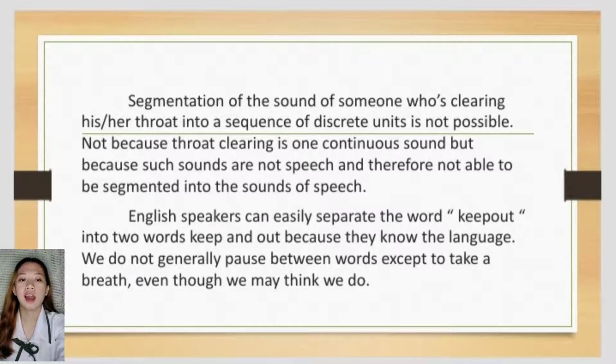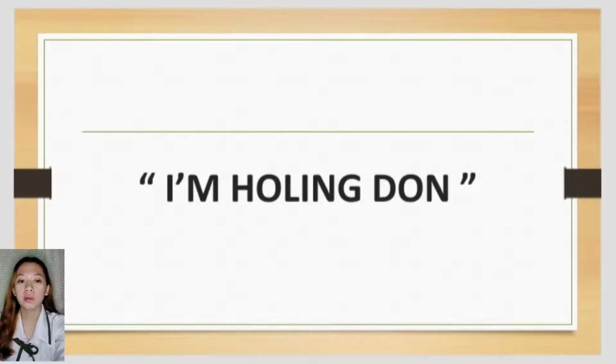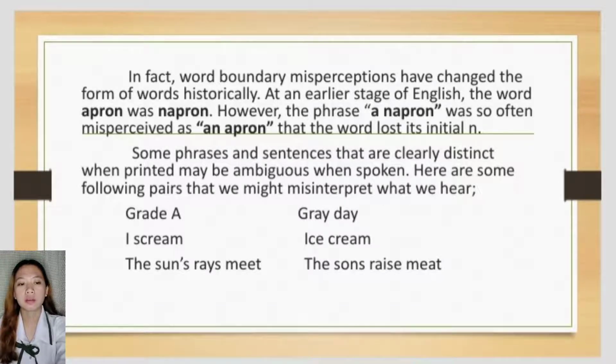Children learning a language reveal this fact. A 2-year-old child going downstairs heard his mother say hold on and he replied, I'm holding down, not knowing where the break between words occurred. In fact, word boundary misperception has changed the form of words historically. At an early stage of English, the word apron was napron. However, the phrase a napron was so often misperceived as an apron that the word lost its initial n.